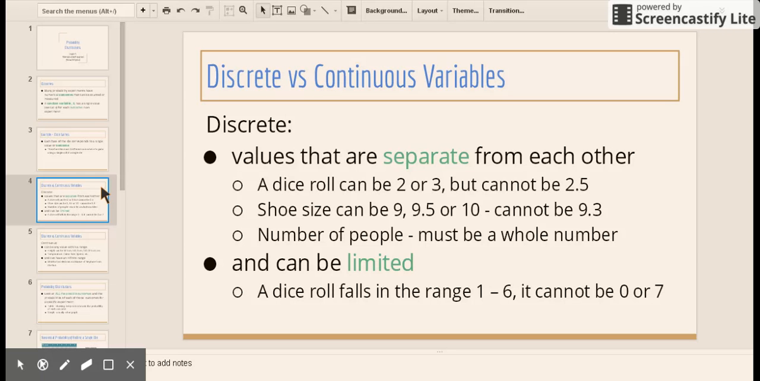All right, now if we remember back to our initial probability units, we looked at discrete variables and continuous variables. So you should remember that discrete variables are things that are separate from each other. So for example, a dice roll, it can be a 2 or a 3, but it can't be a 2.5. Shoe size could be size 9, 9.5, or 10, but it can't be a 9.3. Number of people has to be a whole number, all right? So these are discrete values. I can't get values anywhere between these numbers, all right? Discrete values can also be limited. So for example, a dice roll falls in the range of 1 to 6. It can't be a 0 or a 7.